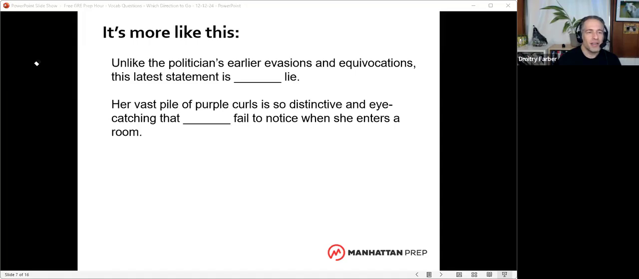Maybe earlier he was avoiding saying the truth in different ways. But now, yeah, he's telling a blatant lie. He's just flat out saying, like, yeah, I got a perfect GRE score when he hasn't taken it, kind of thing, right? And so it's a subtler difference than just this is the opposite. Right? An equivocation is like when you're playing with language to mean two different things. Okay, so then what about this next one? Her vast pile of purple curls is so distinctive and eye-catching that blank failed to notice when she enters a room. What would you put there?